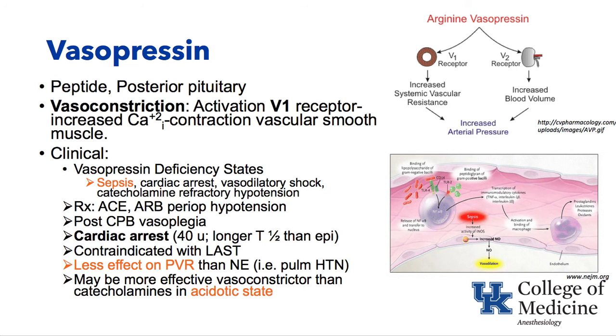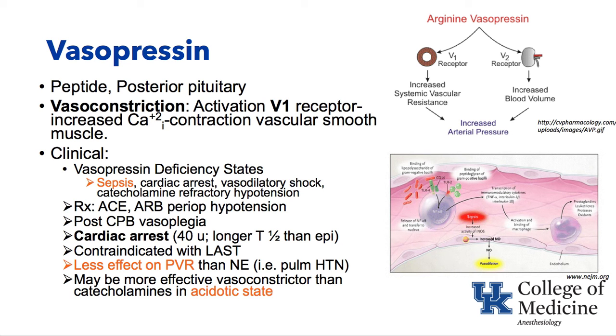The next drug that I'd like to talk about is vasopressin. The top graphic shows arginine vasopressin being released. It's released from the posterior pituitary. We give it intravenously, and it attaches to the V1 receptor on vascular smooth muscle and increases systemic vascular resistance, and that's the main reason for using vasopressin, is its vasoconstrictive properties. It does that by activating the V1 receptor and increasing calcium intracellularly, contracting the vascular smooth muscle.